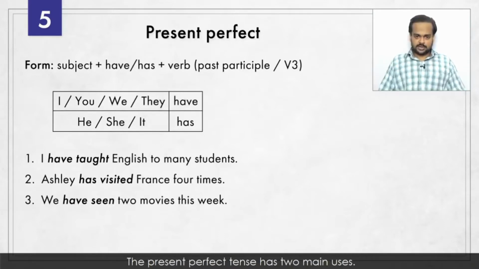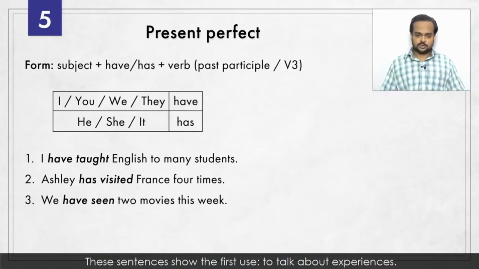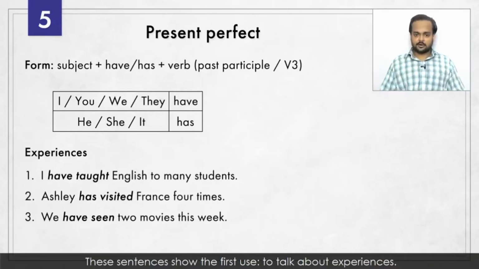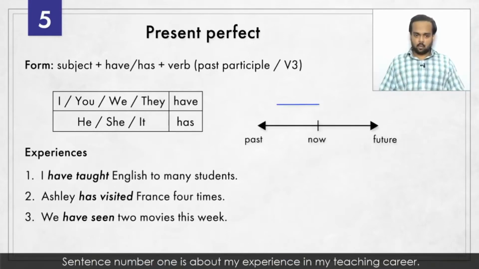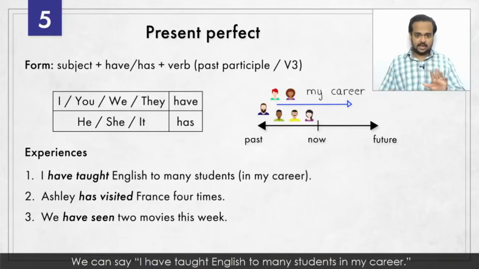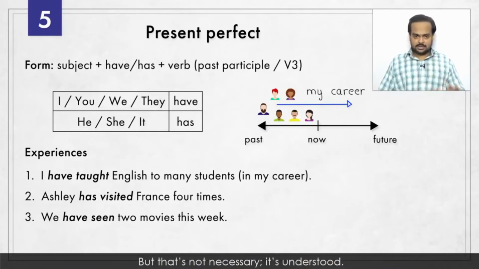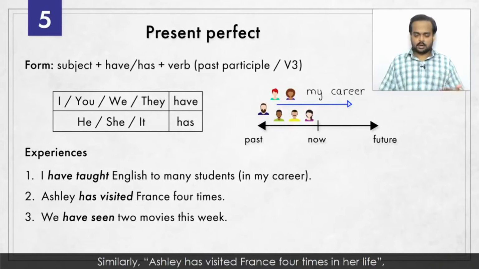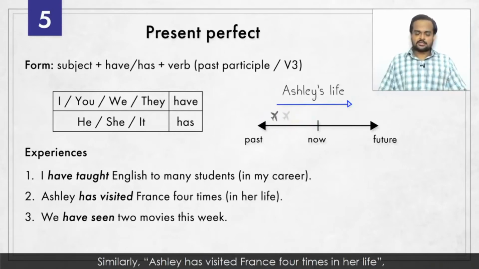The present perfect tense has 2 main uses. These sentences show the first use to talk about experiences. Sentence number 1 is about my experience in my teaching career. Of course, I'm still a teacher, so my career is not finished, it's continuing. And we can say, I have taught English to many students in my career, but that's not necessary. It's understood. Similarly, Ashley has visited France 4 times in her life.